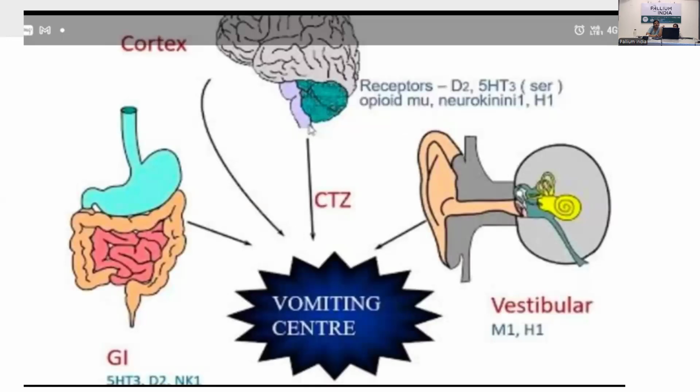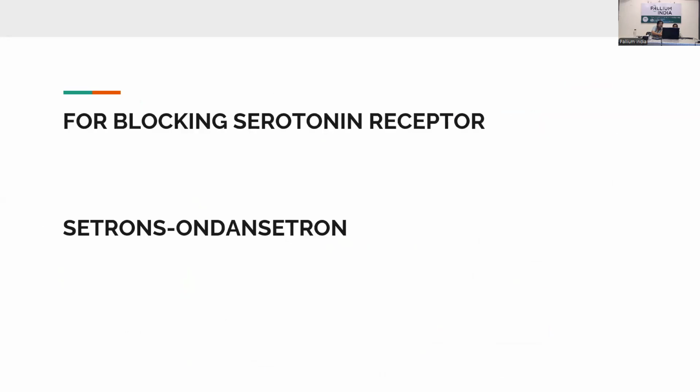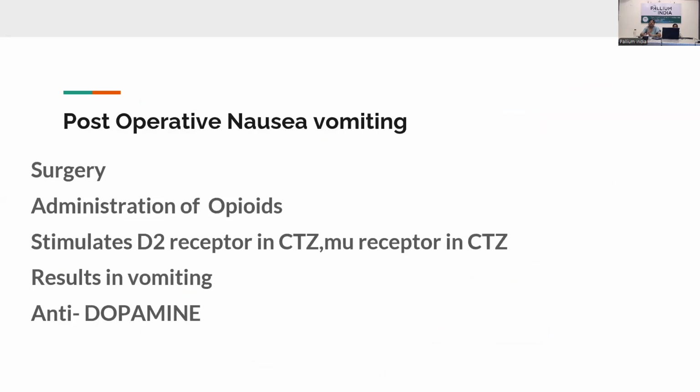So from the GI tract, 5-HT3 was stimulated. But from this post surgery, what happened? Mu receptors and D2 receptors in the CTZ are stimulated. So what will we give? We should block the dopamine, right? So we give a dopamine antagonist. Examples of dopamine antagonists are metoclopramide and domperidone. And for the mu receptor, what is that? Haloperidol. Haloperidol acts against the mu receptors.